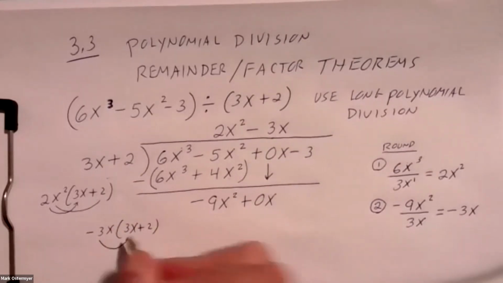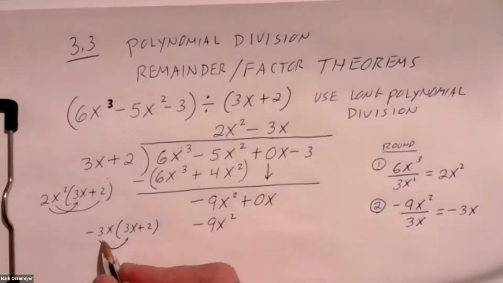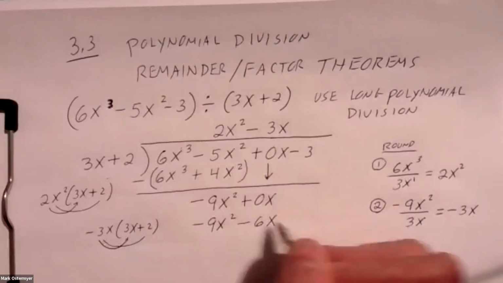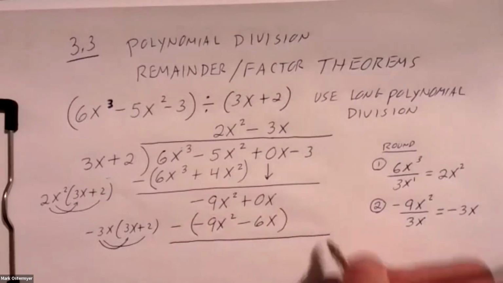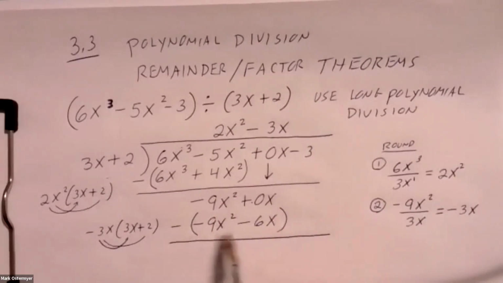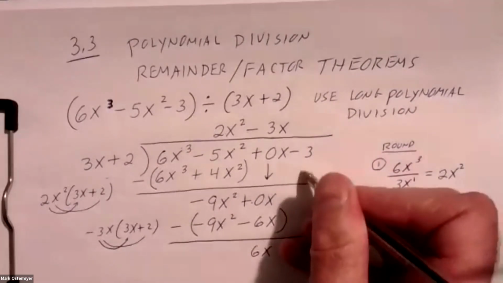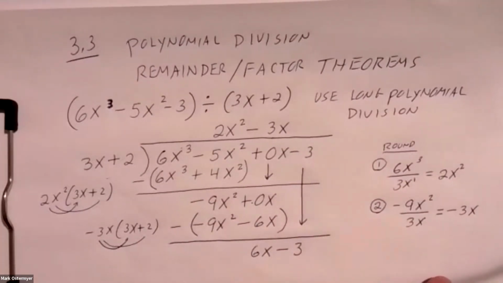Negative 3x times 3x nets me negative 9x squared. Negative 3x multiplied by 2 gives me minus 6x. And then what we do is we subtract off the whole polynomial. 9x squared minus itself is 0, and 0x subtract a negative 6x is really 0x plus 6x, which is 6x. And then we drop down the negative 3 as we set ourselves up for round 3 of division.